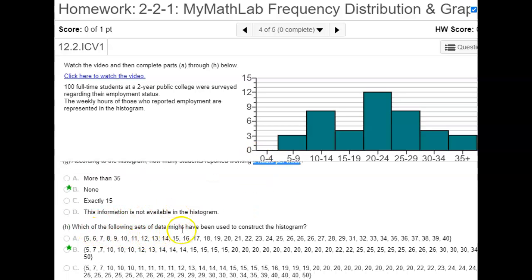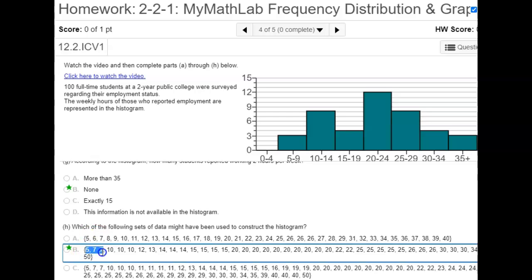Which of the following sets of data might have been used to construct the histogram? We can just start with the 5 to 9 range. You should see 3 values between 5 and 9. If I look at A here, I see 5, 6, 7, 8, 9. I see 5 values there. I know A cannot be the answer. Now I know B can be an answer, but it looks like C could as well, so I can't rule out either one of those. I would have to keep going through until I see values down here that clash with the histogram.